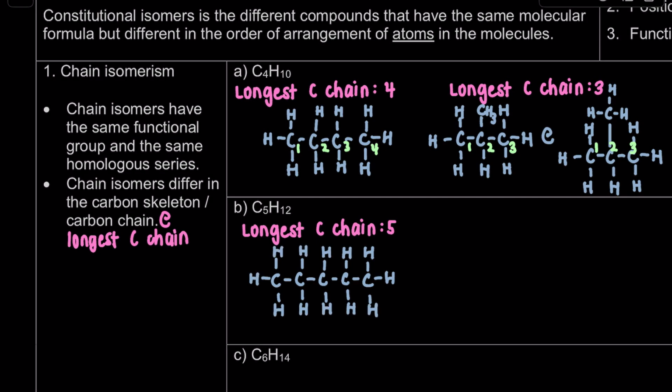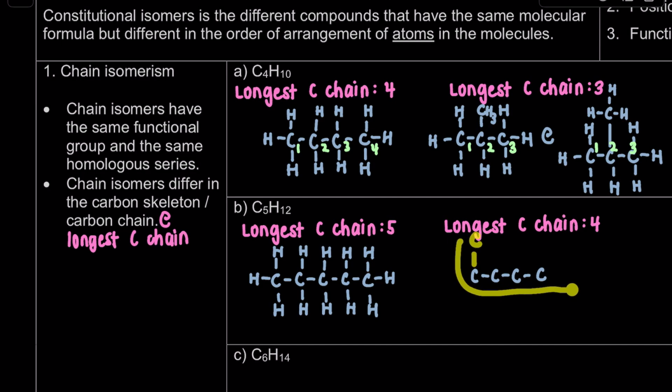Okay, next we're going to draw the longest carbon chain as the maximum minus 1, which is 4. So we draw 4 carbons: 1, 2, 3, 4. But remember, for the 5th carbon, we cannot put it here because later the longest one will be 5. If we put it here as well, the longest one will be 5. How about I put it here? So the longest carbon chain, 1, 2, 3, 4, is still 4. So this is for the longest carbon chain 4.